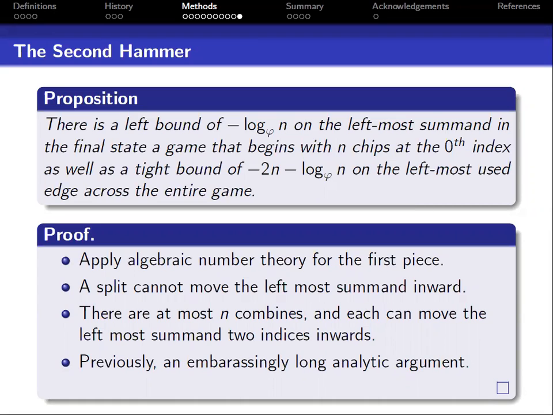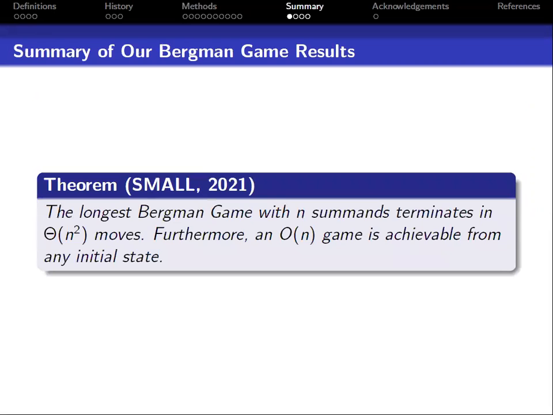And so going on, and yes, I call it embarrassingly long. This is much better. So I'll just summarize the results for the Bergman game, which is that the longest Bergman game with n summands, regardless of where they're placed, and place them wherever you want, be creative, that terminates in theta of n squared moves. And furthermore, if you choose a particular strategy, which if you'd like to talk about the strategy later, I can talk about, you can achieve an O(n) game.